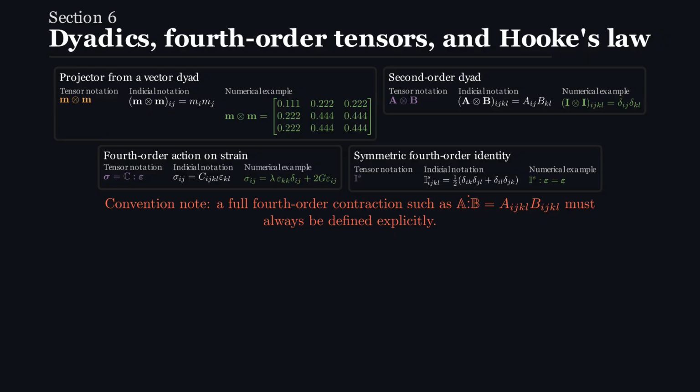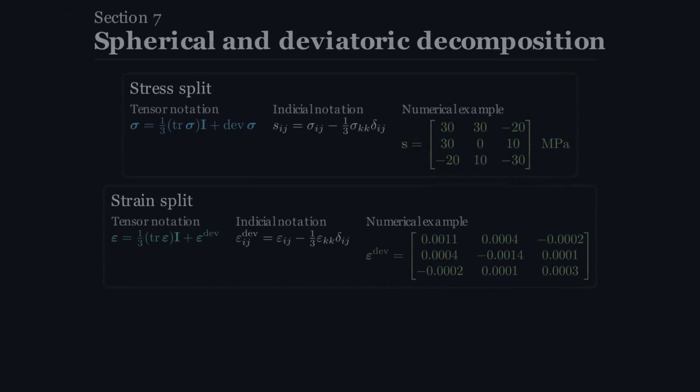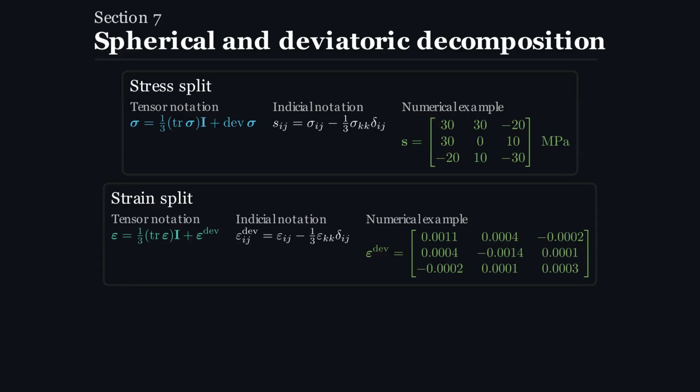A dyadic product of second-order tensors gives a fourth-order tensor. In linear elasticity, the fourth-order stiffness tensor maps strain to stress. Every second-order tensor splits into a spherical part and a deviatoric part. The spherical part governs volumetric response, while the deviatoric part governs distortion.